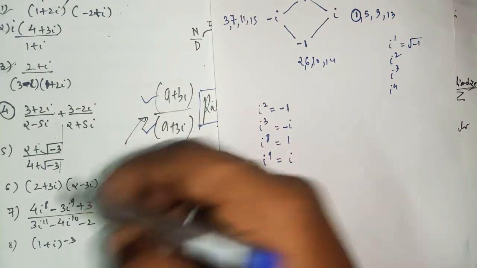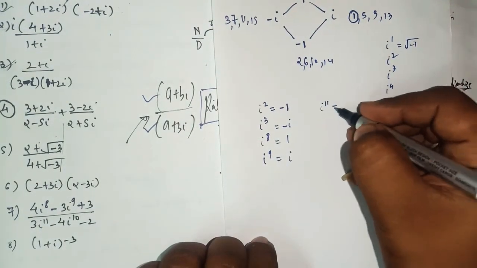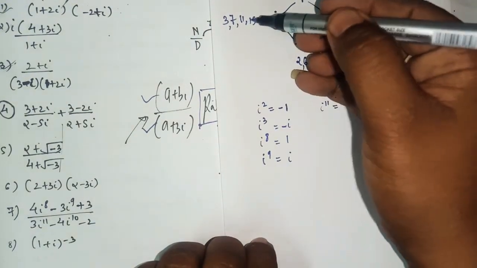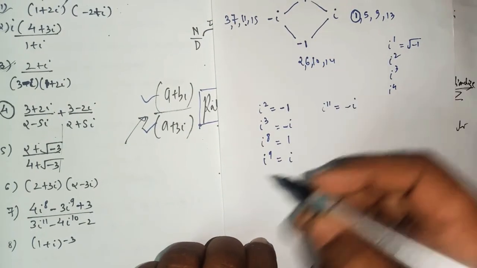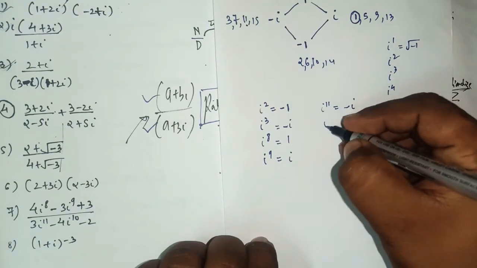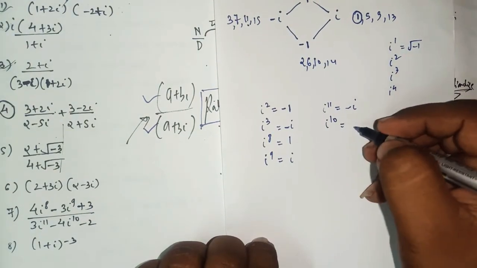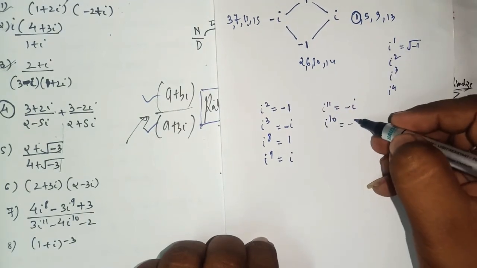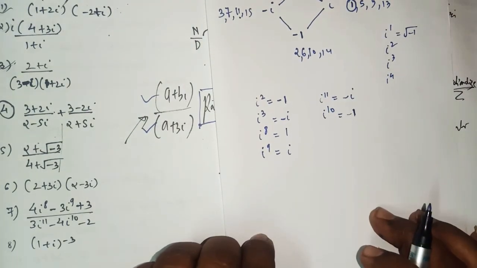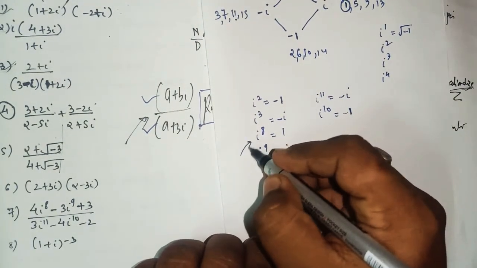So here i raised to 11. 11 will come where? This side. So for 11, 3, 7, 15, the answer will be what? -i. Yes or no? And i raised to 10, 10 is coming this side. So the answer will be what? -1. Okay, so now I will show how you got this answer.